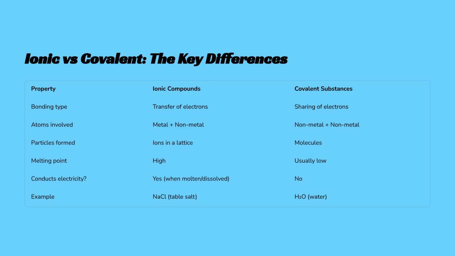The key differences are: ionic bonds involve electron transfer between a metal and a non-metal to form ions, resulting in high melting points and conductivity when dissolved. Covalent bonds involve electron sharing between non-metals to form molecules, resulting in low melting points and no conductivity.